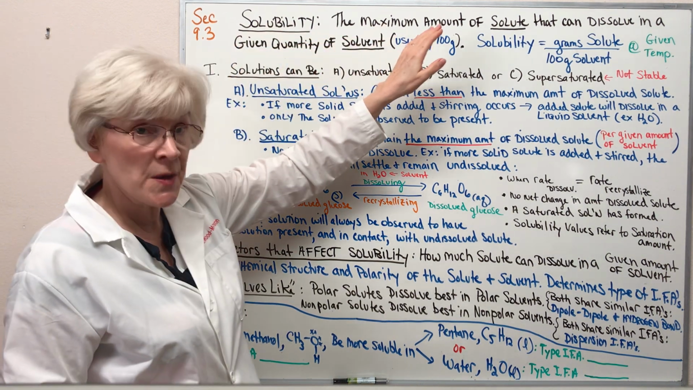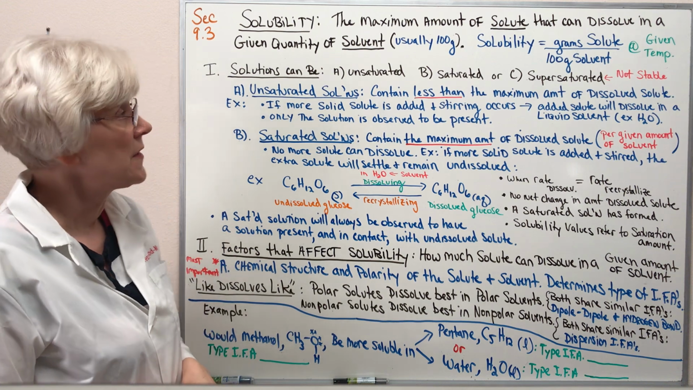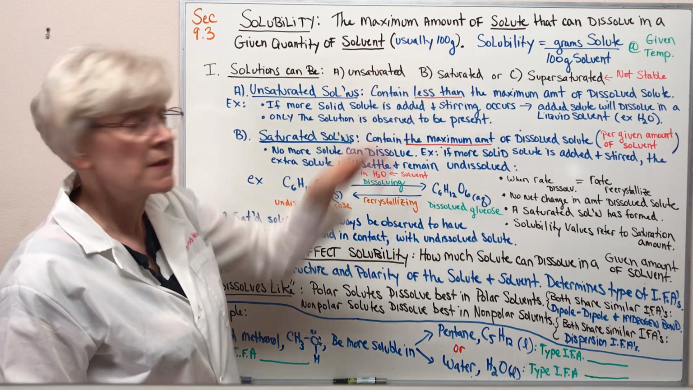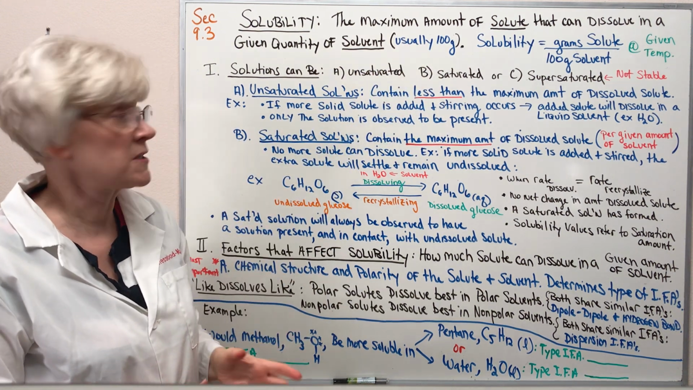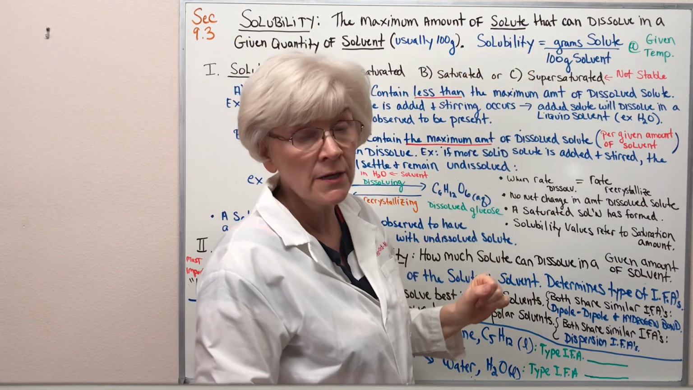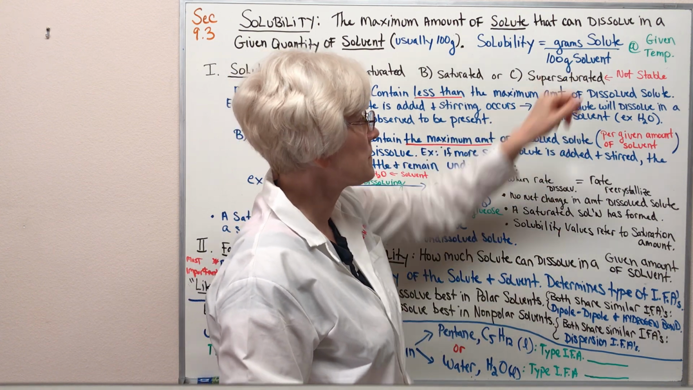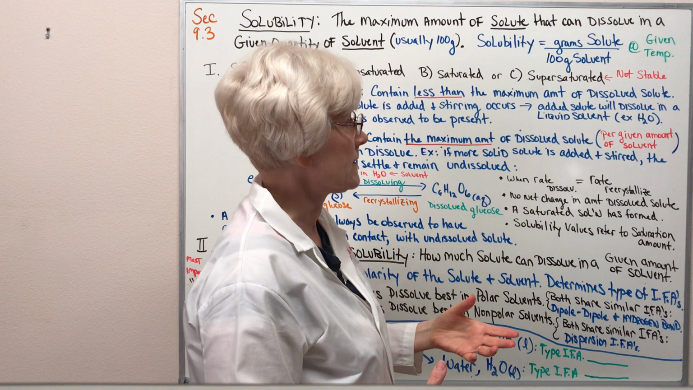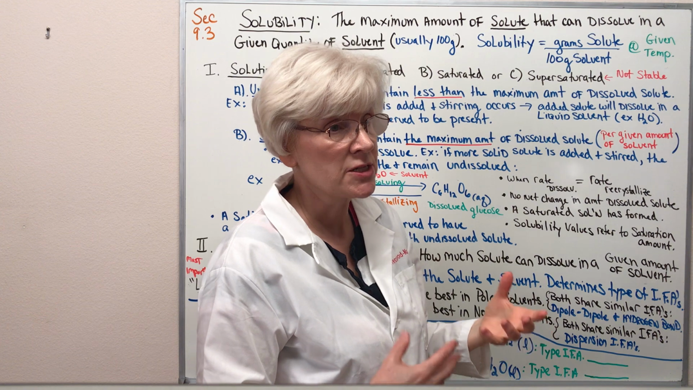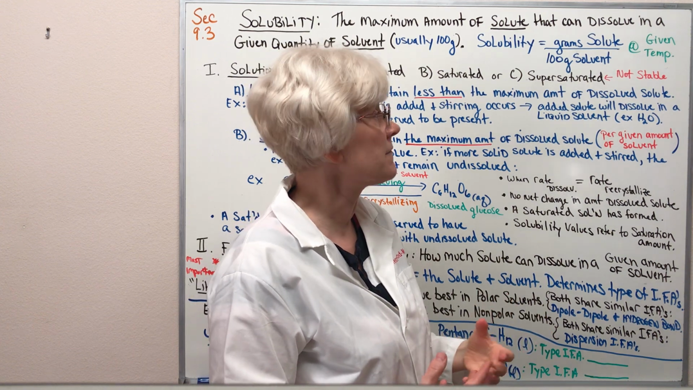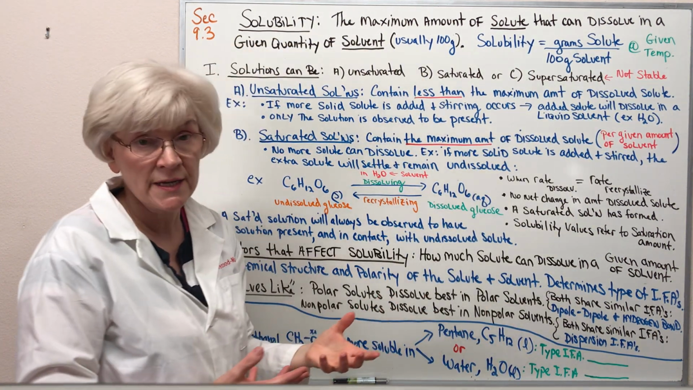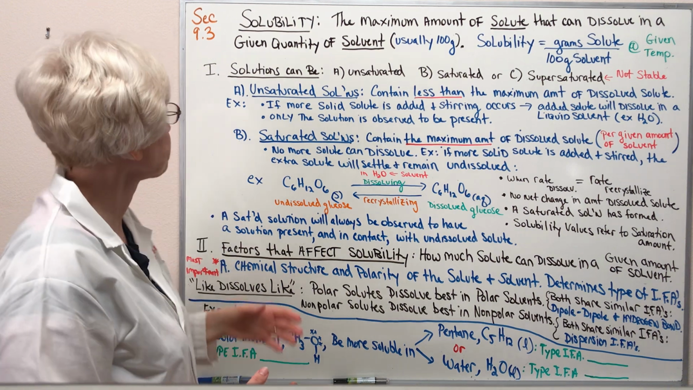Solubility refers to the maximum amount of solute that can dissolve in a given amount or quantity of solvent. Usually that's specified as 100 grams of solvent. So saying this mathematically, solubility equals grams of solute that dissolve in 100 grams of solvent. Notice that solubility is temperature dependent. Solubility can change for most solutes if the temperature changes. So you would need to state the temperature associated with a given solubility amount.